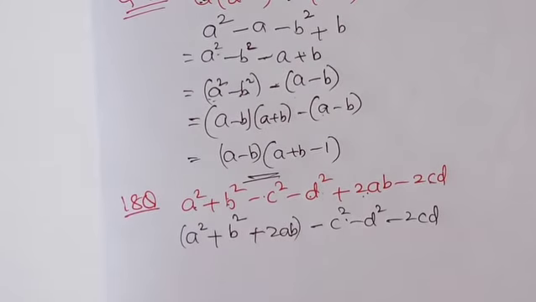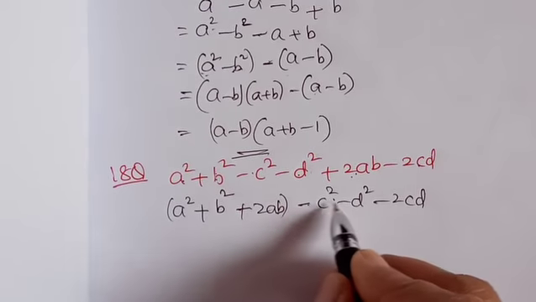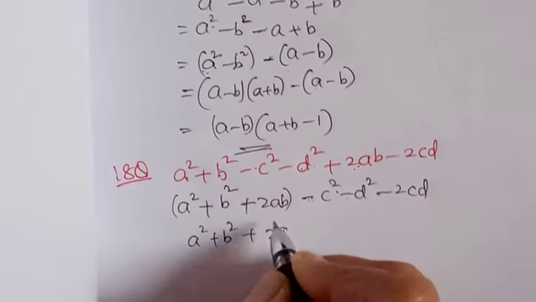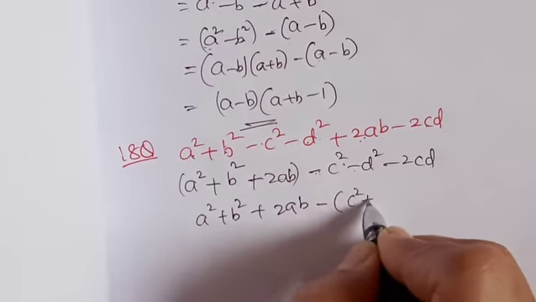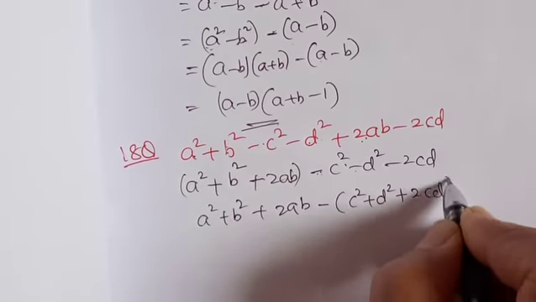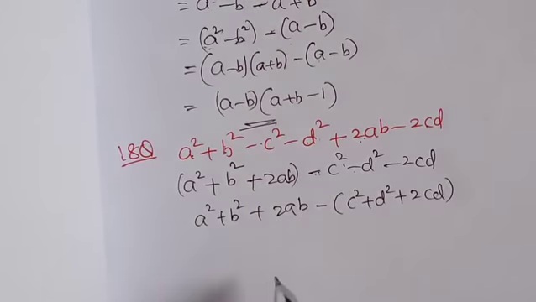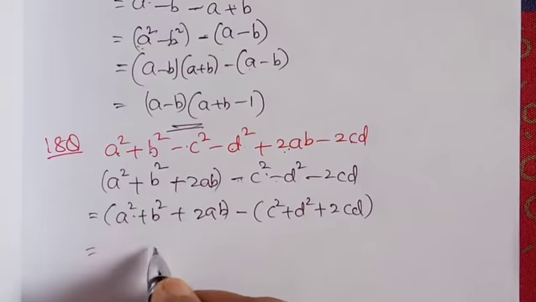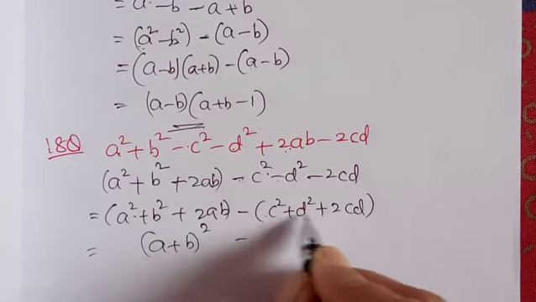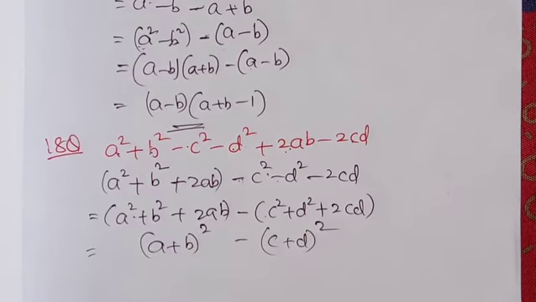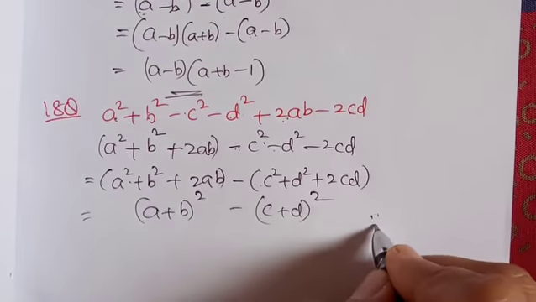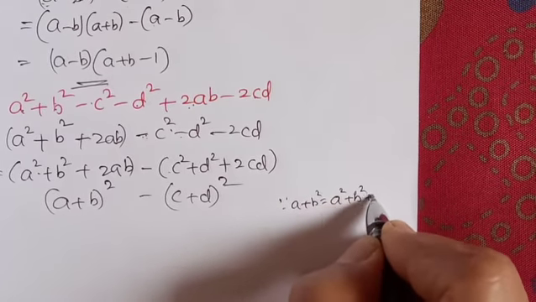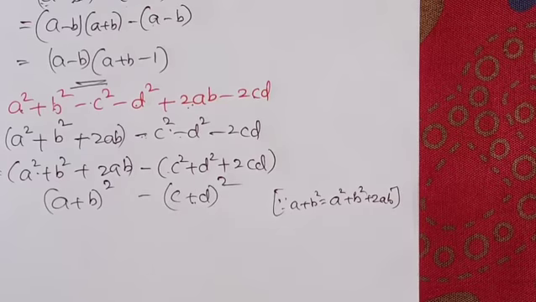Now this can be converted into a plus b whole square form, and here I will take minus as common: a square plus b square plus 2ab, minus common, c square plus d square plus 2cd. Okay, children, now here I am keeping this one also in one bracket. Then this can be converted into a plus b whole square, and this one can be written as c plus d whole square, since a plus b whole square is equal to a square plus b square plus 2ab. Same formula I am applying for this also.